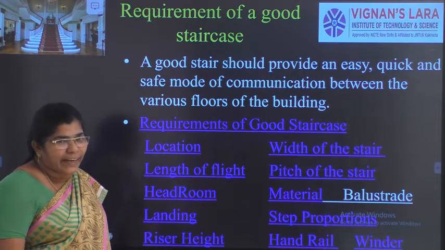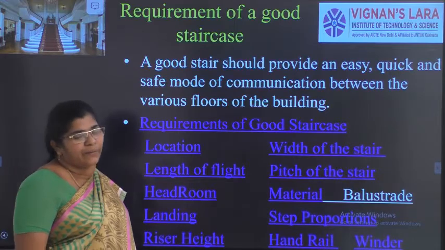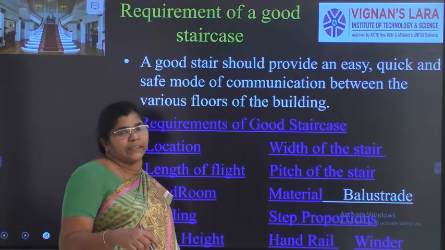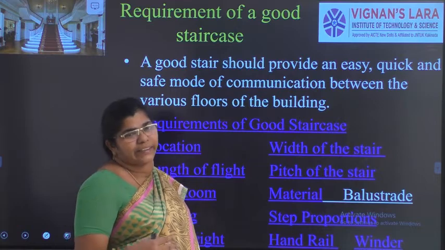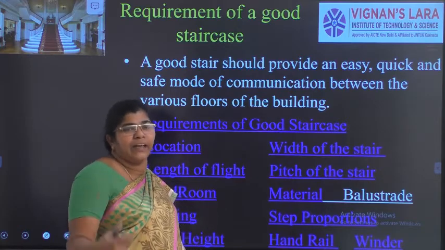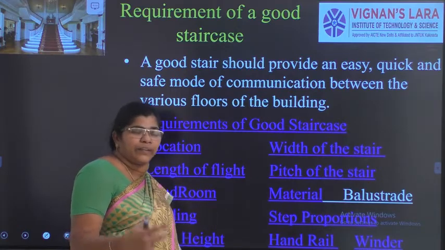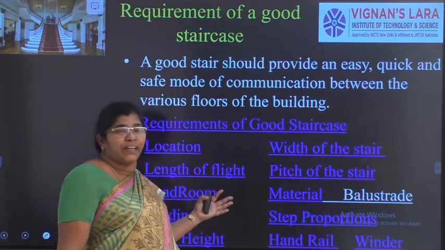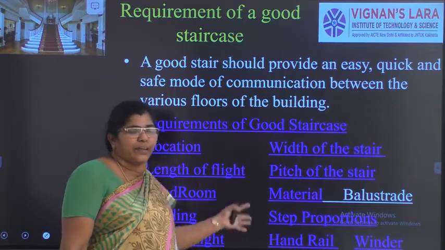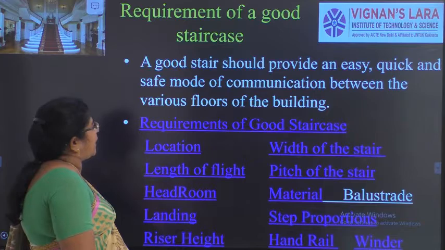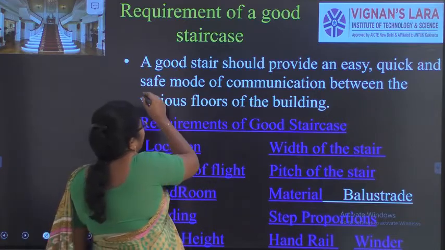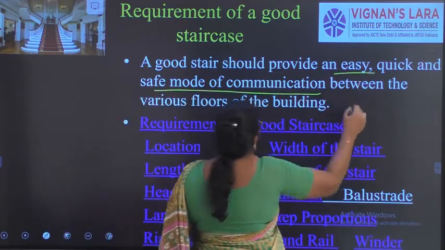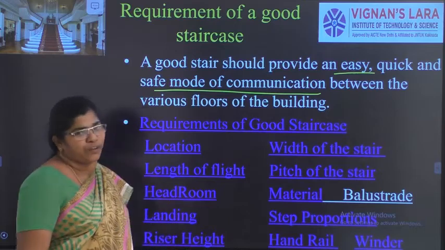Okay. So what are the characteristics we will see for a building, that is, materials: characteristics of a stone, characteristics of a brick, characteristics of tiles, everything. But we have to go for the requirement. What is a good requirement for a staircase? A good staircase should provide an easy, quick and safe mode of communication between the various floors of the building.